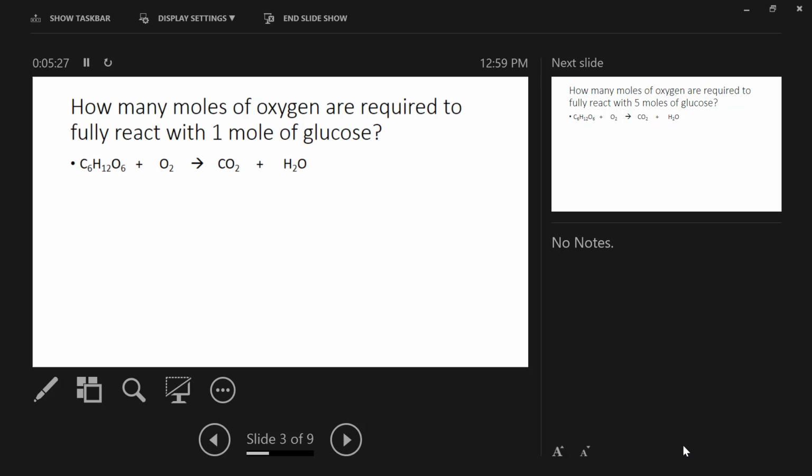Okay? We've balanced this before, and so I'll show you these numbers in case you've forgotten. We don't need to go through the effort of balancing this again. Okay? Now it's balanced. If you don't believe me, you can go back and check your material from a couple of weeks ago when we balanced this. Okay, so how many moles of oxygen are required to fully react with 1 mole of glucose?